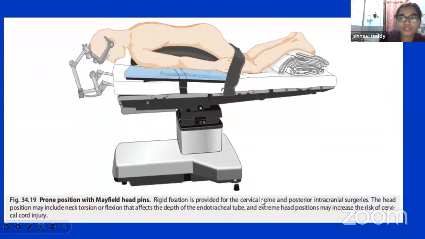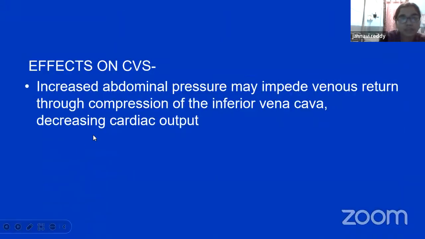Rigid fixation is provided for cervical spine and posterior intracranial surgeries. Position may include neck torsion or flexion that affects the depth of the endotracheal tube, and extreme head positions may lead to spinal cord injuries. Effects on CVS: increased abdominal pressure may impede venous return through compression of the inferior vena cava, decreasing the cardiac output.